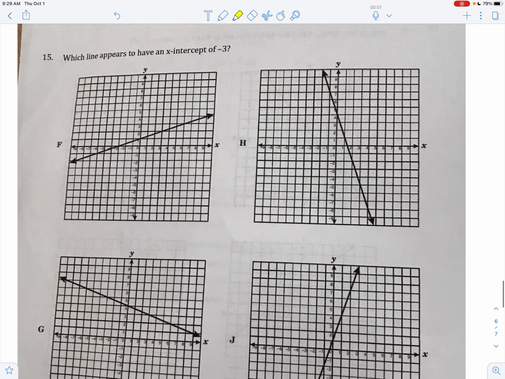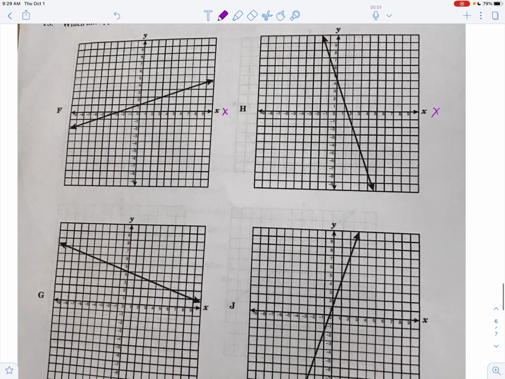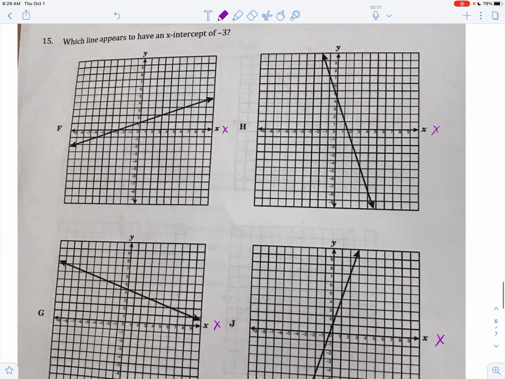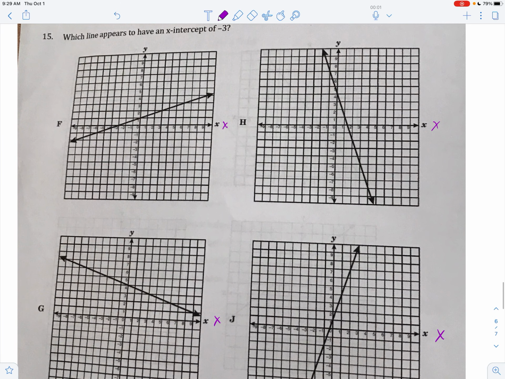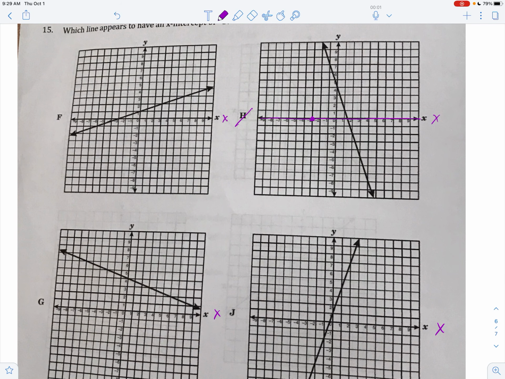Number 5, which line appears to have an x-intercept of negative 3? Now, x-intercept means we need to be looking at our x-axis. And which one of these has an x-intercept, meaning the graph crosses the line at negative 3. So, like, about right there. Well, it's clearly not this graph, right? But it looks like it may be this graph, because right there is where the graph crosses, and it is negative 3.